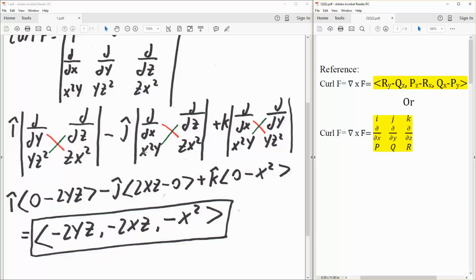Then we do the partial derivative in terms of z for this. There's no z in here, so minus 0. Then we do a partial derivative in terms of x for y times z squared. No x, so it's going to be 0 minus the partial derivative in terms of y for x squared times y. So we would just be getting minus x squared. And so our final answer for this curl would be minus 2yz, comma, minus 2xz, comma, minus x squared. And that's all we need to do for this problem.